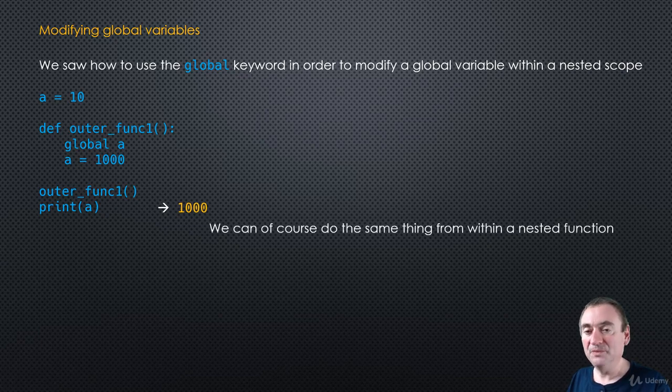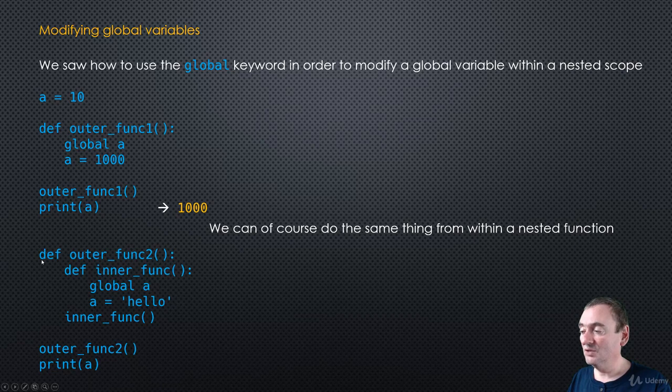We've seen that before. But we can do the same thing from within a nested function as well. It doesn't matter where you are in the code. So let's say we have out-of-func2 now, and it defines a function within it called inner-func. And inner-func defines a to be global and then modifies a. And then out-of-func2, after it's defined inner-func, calls it, which means that this piece of code, a equals hello, is going to get executed.